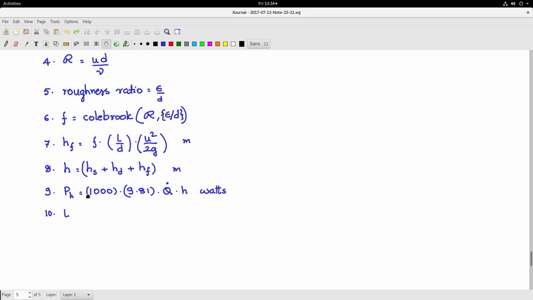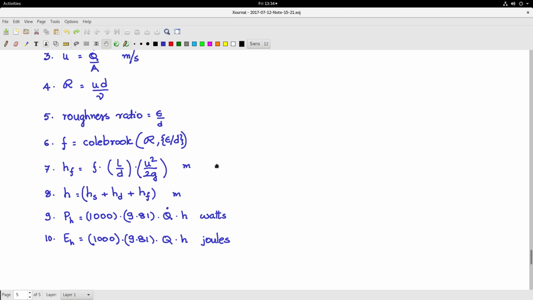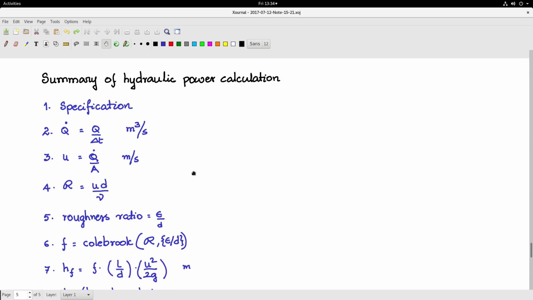And energy, hydraulic energy, is 1000 into 9.81 into Q into H, joules. So here Q dot is expressed in meter cube per second, Q is expressed in meter cube, all SI units. So this is the entire step. This is the 10-point step for finding out the power and the energy for any hydraulic water pumping calculation. Now what is the specification? Let us have a look at what are the parameters that you need to specify.